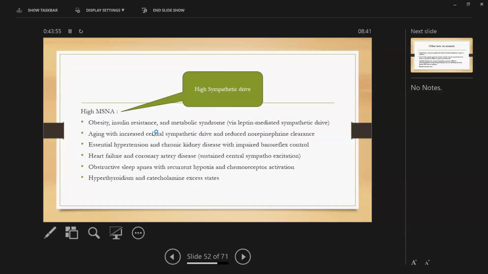Suppose we have a patient with some insulin resistance, obesity and metabolic syndrome; the patient will have high sympathetic drive. A patient with CKD and hypertension will also have high sympathetic drive. This kind of patient will have a high MSNA. There are also other conditions for high sympathetic activity, like hypothermia. Catecholamine test: with this test we are directly measuring the sympathetic activity, so it is considered the gold standard test.